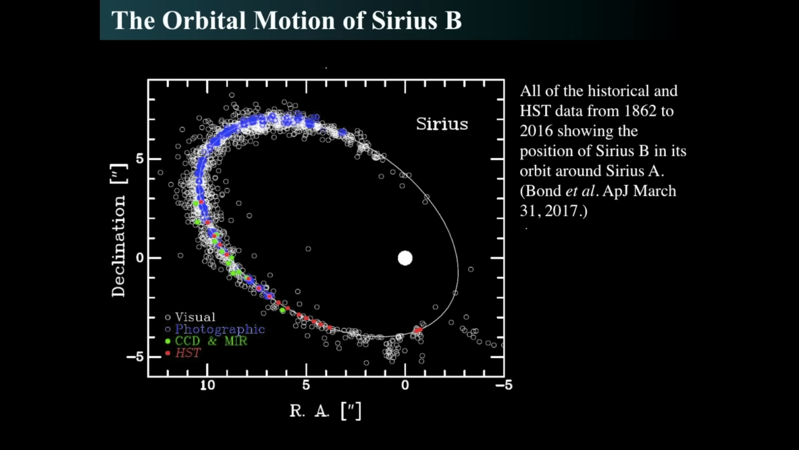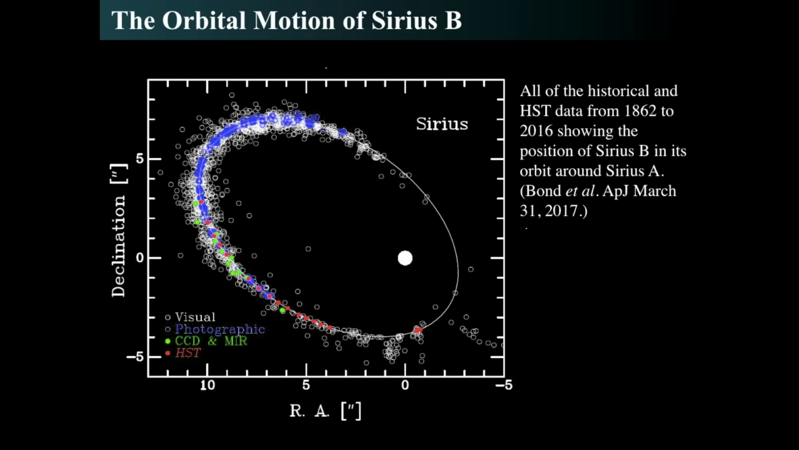Now this data that we see here shows the actual position data relative to the bright star Sirius, which is now a dot, because instead of looking at the two ellipses, we center on the bright star Sirius and see how the other star, Sirius B, orbits it with time. This is all the historical data that exists from 1862 to 2016, compiled by Bond and his group in an Astrophysical Journal article on March 31st, 2017. So this is a pretty recent compilation.